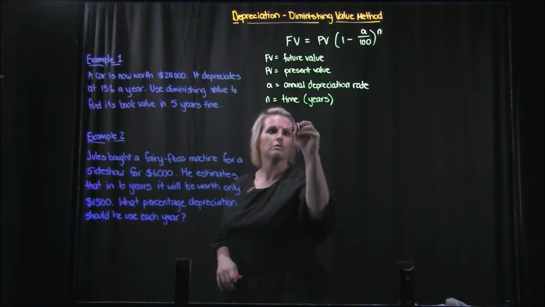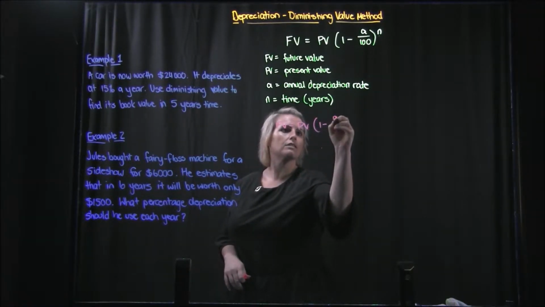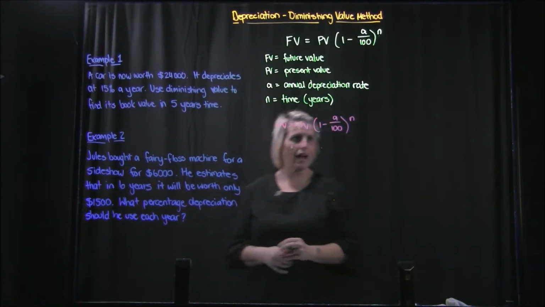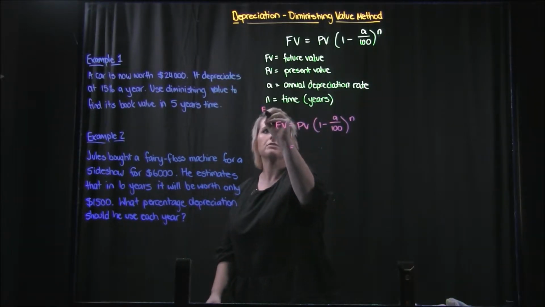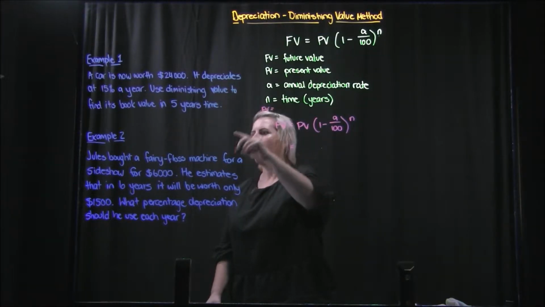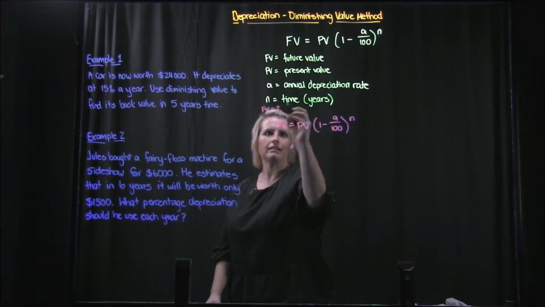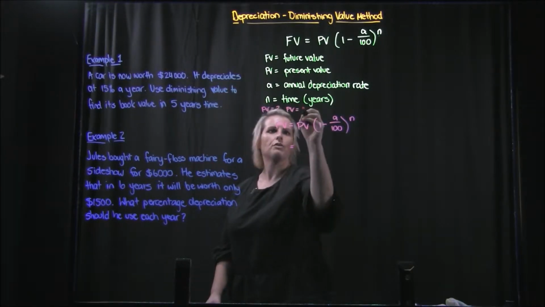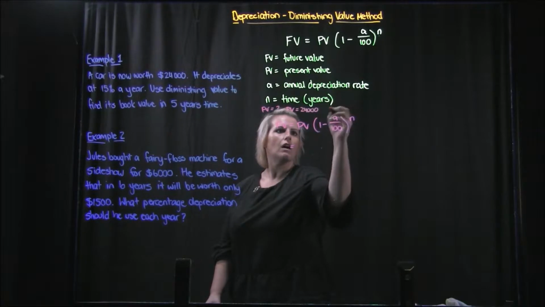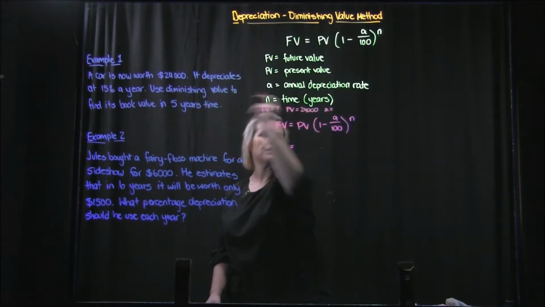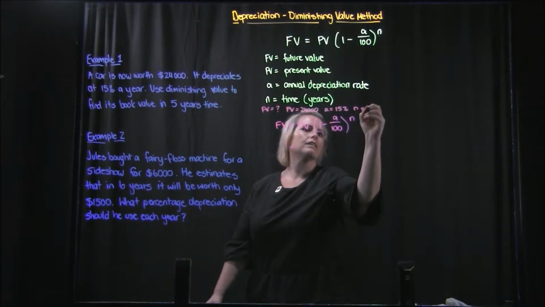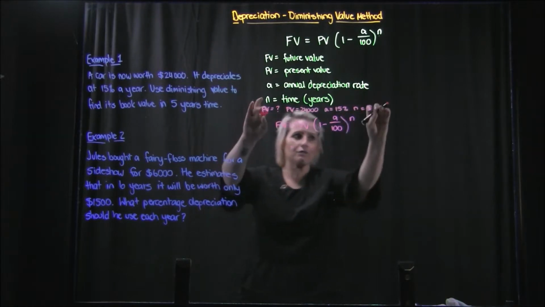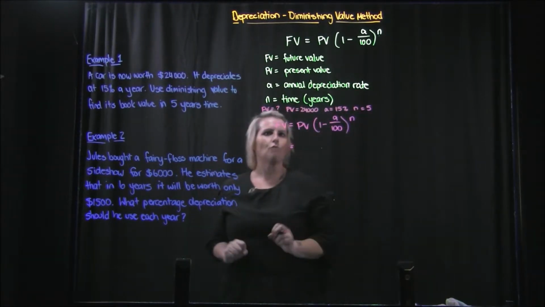So FV equals PV times (1 minus A over 100) to the power of N. Then we're going to plug our values in. Actually, that is my bad. We should always make sure that we identify them first. So future value is what we're finding. Present value, 24,000. A, our depreciation rate, 15%. I should have done this in the beginning. N, 5 years. So always identify the information that you need, write your formula, plug them in.